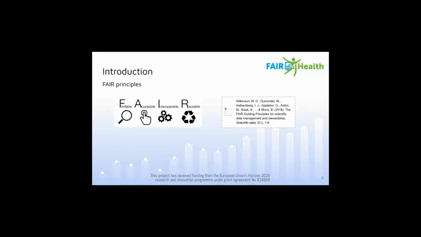Okay, first of all, I'm not sure if all the audience know what the FAIR principles are. The FAIR principles were formally published in 2016, and the aim is to adapt the raw data to obtain findable, accessible, interoperable, and reusable data. These principles were proposed to be used with different kinds of data, not only health data. And in the FAIR4Health project, we are working with the FAIR principles in the context of health data.